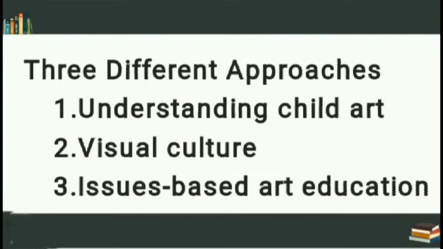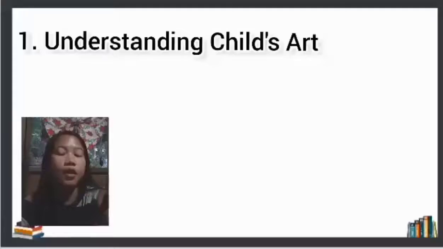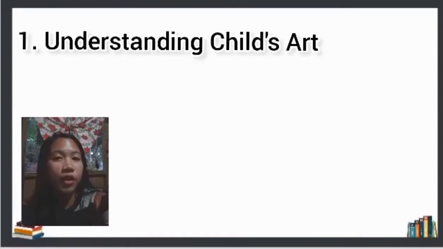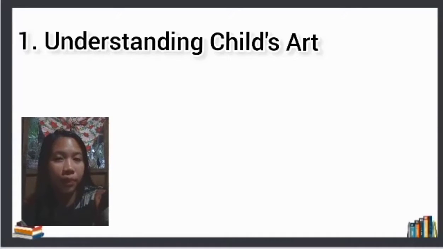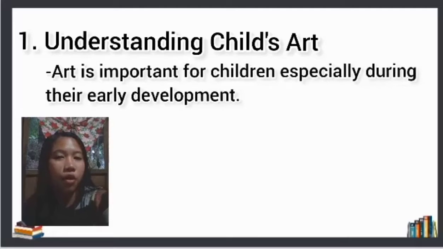3 different approaches. The 3 areas that are discussed in depth include understanding child art, visual culture, and issues-based art education. So the first approach in teaching art is understanding child art. So child art is the drawings, paintings, or other artistic works created by children. So based on this approach, art is important for children, especially during their early development.